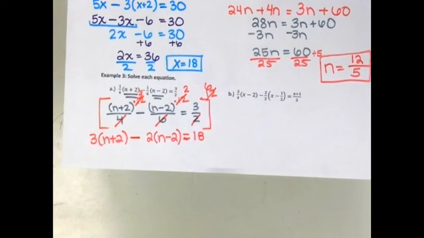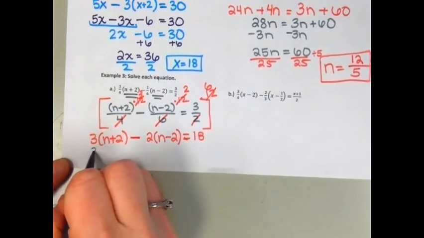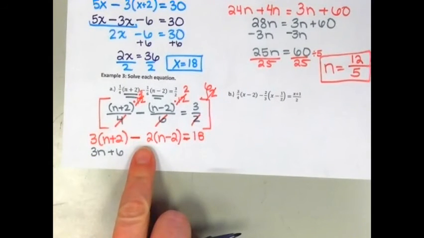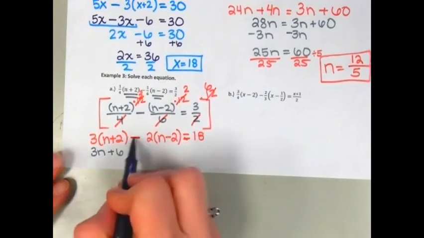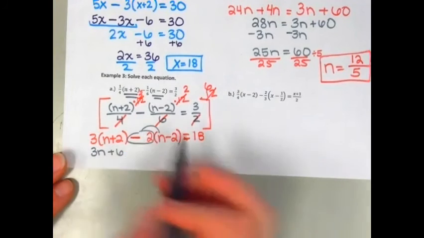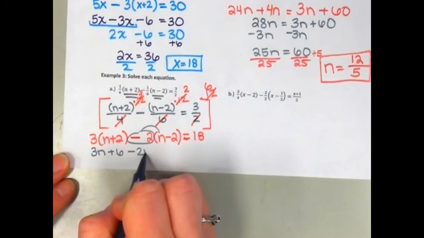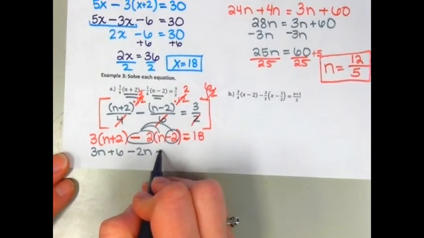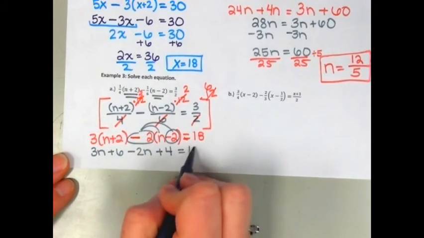Yeah. All right. Now, what's my first step? Distribute. 3 times n, 3 times 2. What am I distributing in the second one? A negative 2. So negative 2 times n, negative 2n. What's a negative 2 times a negative 2? Is that a positive 4?